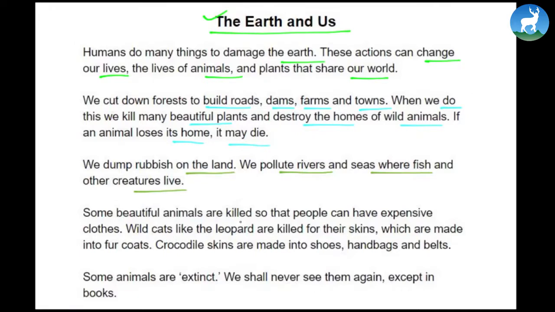Some beautiful animals are killed so that people can have expensive clothes. Wild cats like the leopard are killed for their skins, which are made into fur coats. Crocodile skins are made into shoes, handbags, and belts. Some animals are extinct. We shall never see them again except in books. So that was the first portion of the article called The Earth and Us. Let us go on studying this.